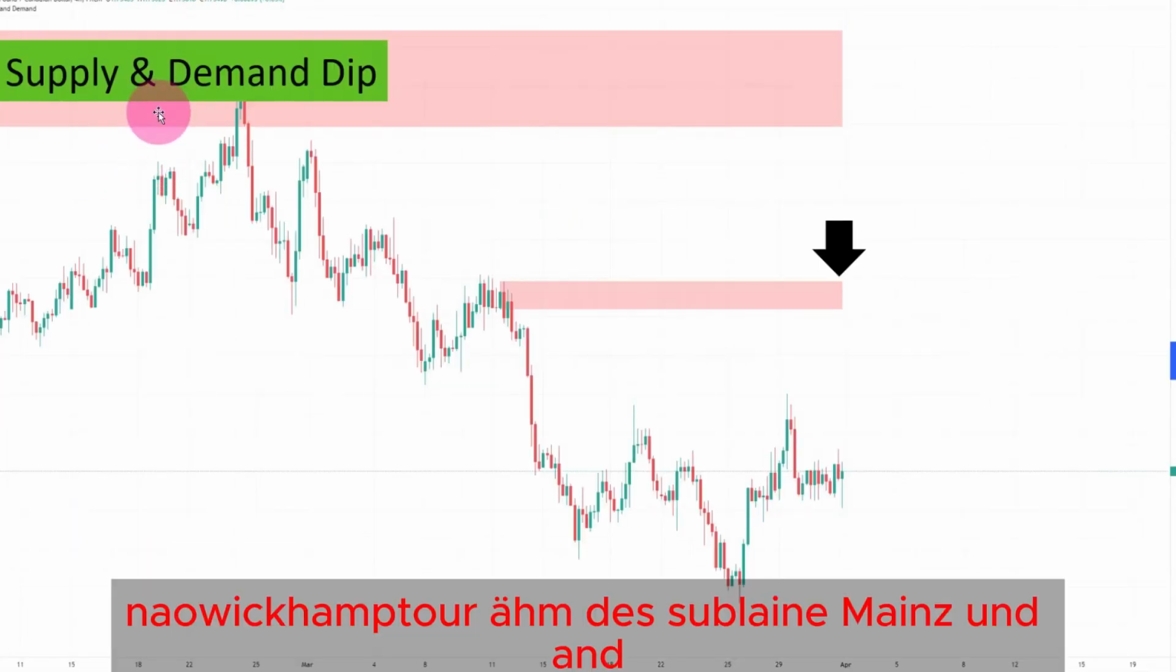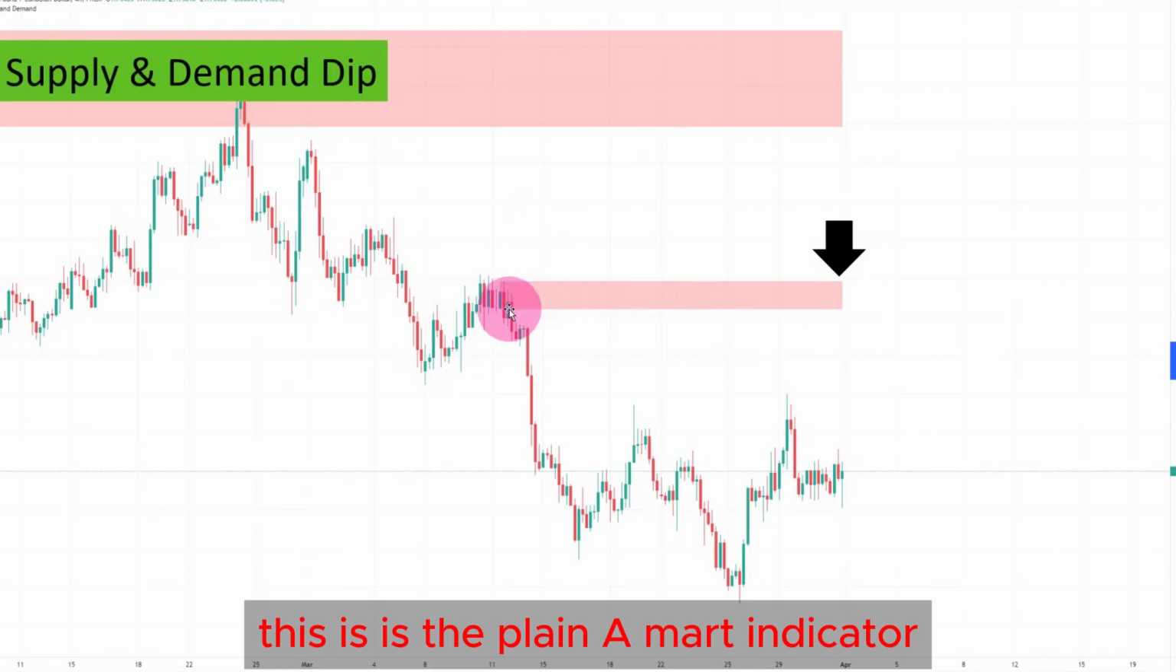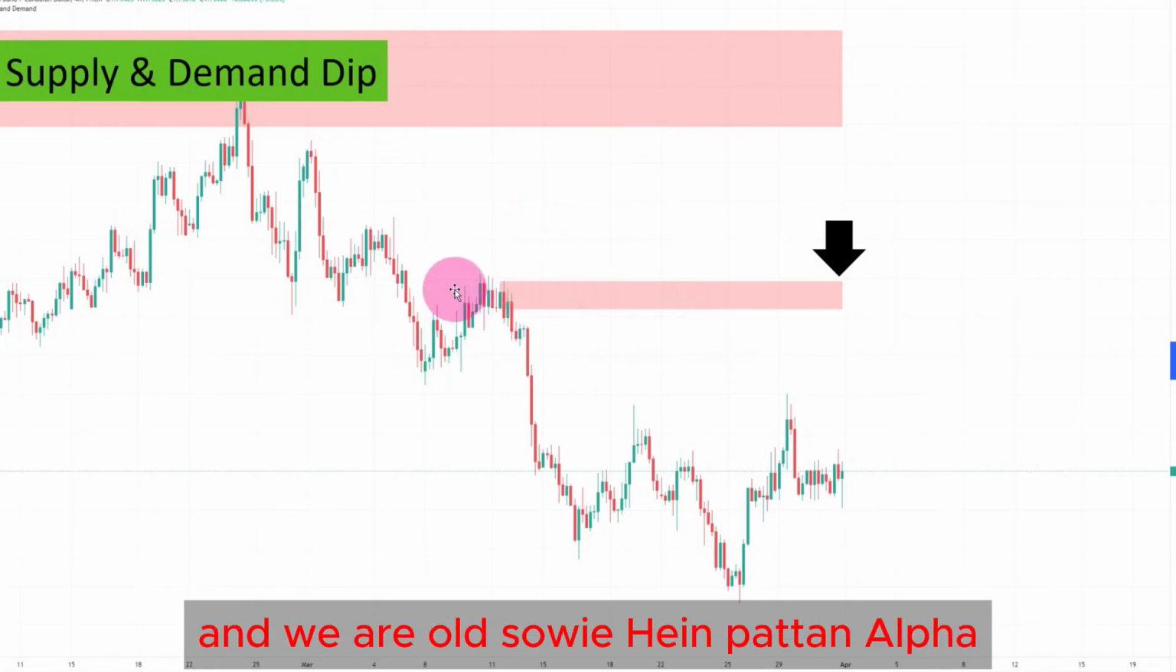Now we come to the supply and demand zone, and this is a supply and demand indicator that is coming from Pattern Alpha, and we are also behind Pattern Alpha.